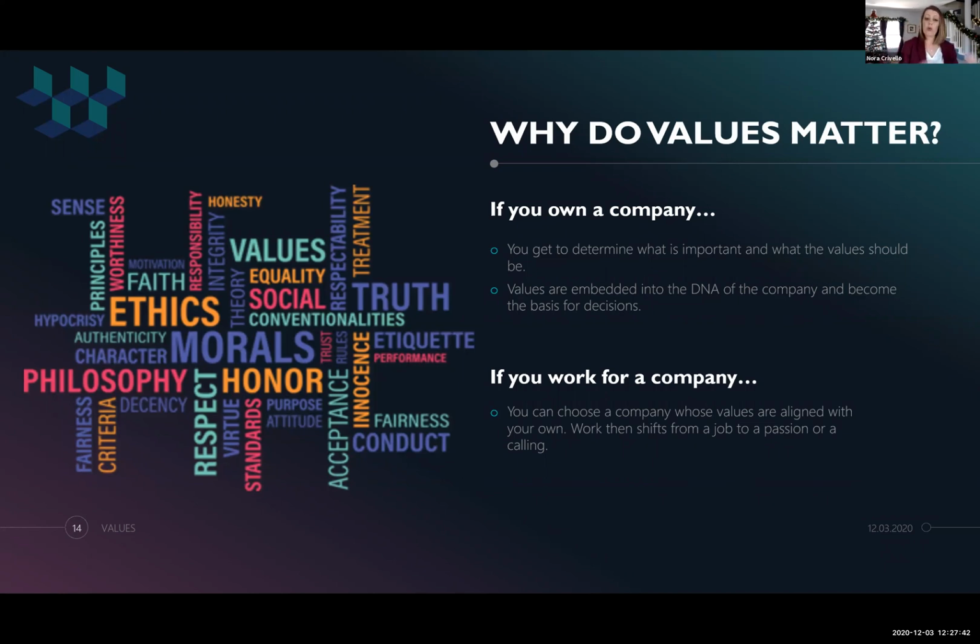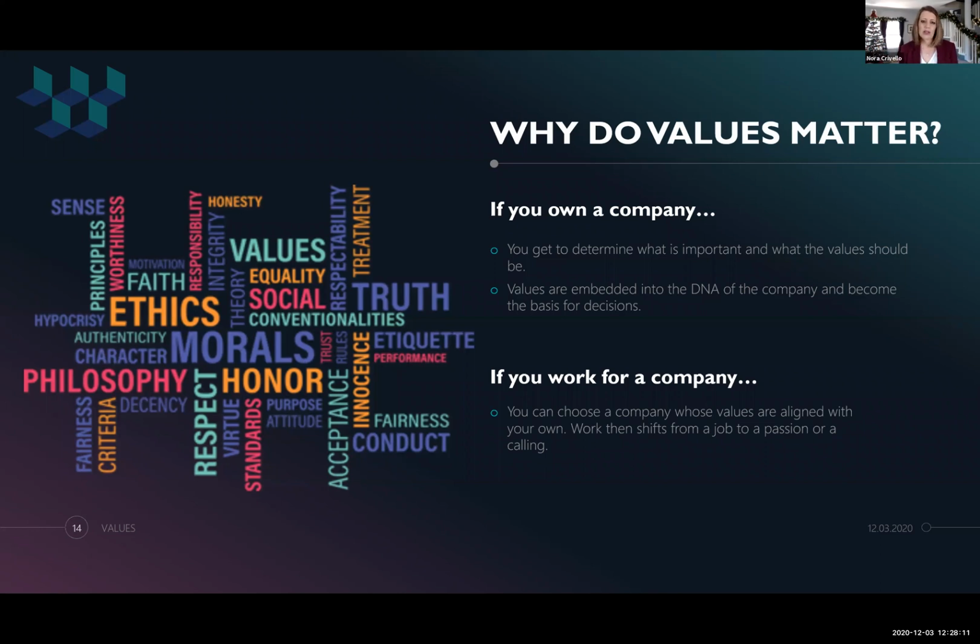However, if you don't want to own your company and you want to work for a company, you have the ability to go find a company whose core values are aligned with your own. And the beauty there is that if you can find that, you no longer have a job, you have a calling or a passion. And that's something that's so rare and unique, and it's worth looking for, and it's worth fighting for. But in order to find that alignment, you have to know your personal core values.